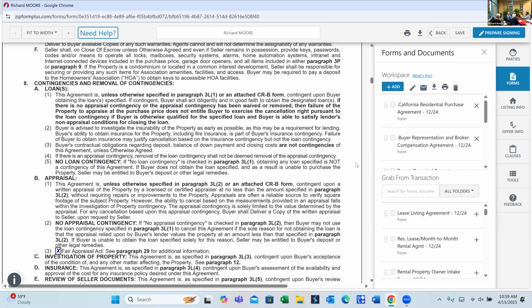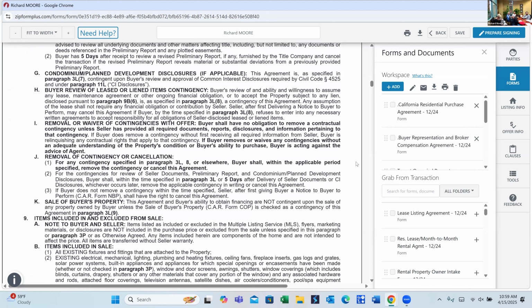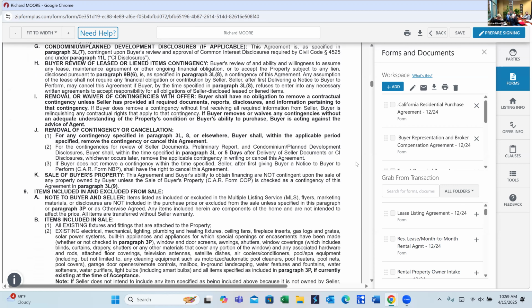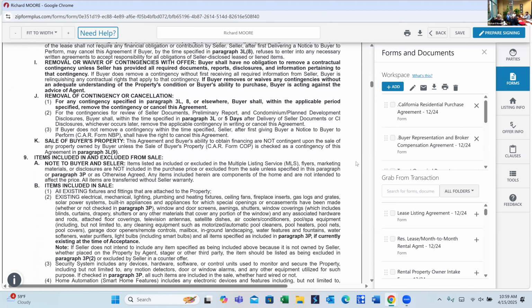We talked about investigation of property, insurance, review of seller documents, common interest disclosures, review of lease and lien items. And then removal of contingencies, so in the event we said we're going to remove contingencies at day 17.